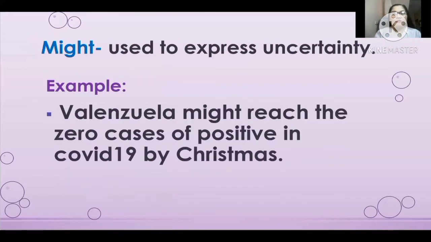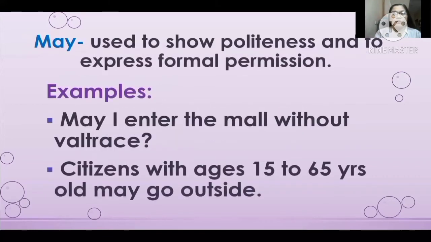Next is the use of the word might. It is used to express uncertainty. When we say uncertainty, these are possibilities or the things that may happen. Example, Valenzuela might reach zero positive cases of COVID-19 by Christmas. You can also use might if there is a less chance, like 50%, that the action may happen or not.